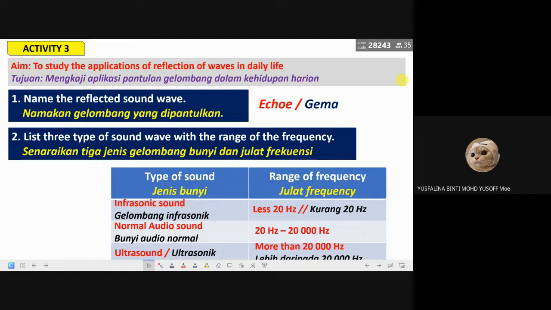So there are three types of sound. The infrasonic, that is less than 20 hertz, this one also human cannot hear. The normal audio sound from 20 hertz to 20,000 hertz, this is the human average. They can hear between 20 hertz to 20,000 hertz of sound. But for ultrasonic, for more than 20,000 hertz, human cannot hear, right? This type of sound.